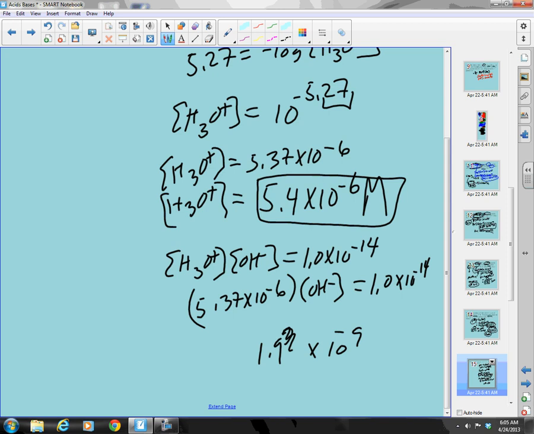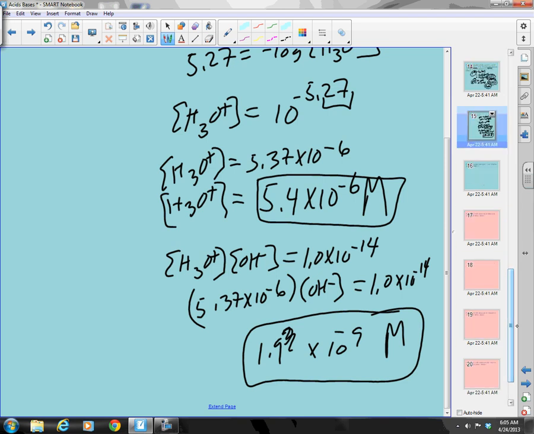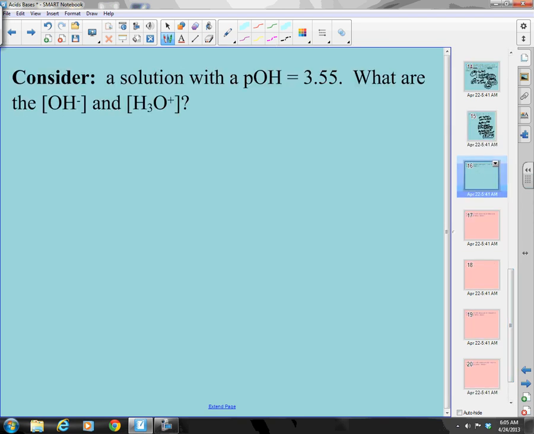Let's just go back and check. 1.9 times 10 to the minus ninth times 5.37 times 10 to the minus 6, and I get 1.02. Yeah, rounding, that would be correct, and I already rounded that to 2 sig figs. So you guys all follow how I did that? Great. Woohoo! Last one for the day. You guys do this. Bring me back.